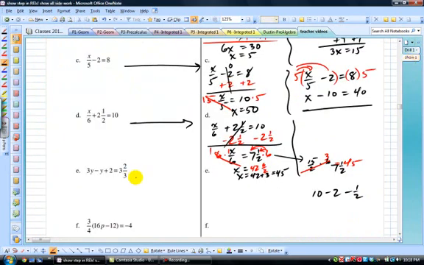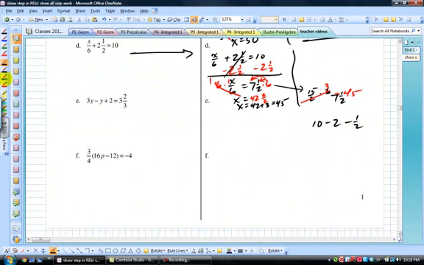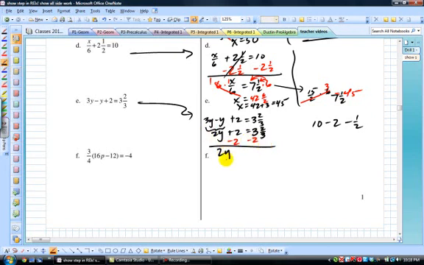Okay, now, this one here, moving on here to E. Okay, we've got 3y minus y plus 2 equals 3 2/3. You always want to combine like terms first. So 3y minus y is 2y plus 2 equals 3 2/3. You want to add the opposite here. The opposite of a plus 2 is a minus 2. Okay, and I get 2y equals, well, 3 minus 2 is 1, so I get 1 2/3.